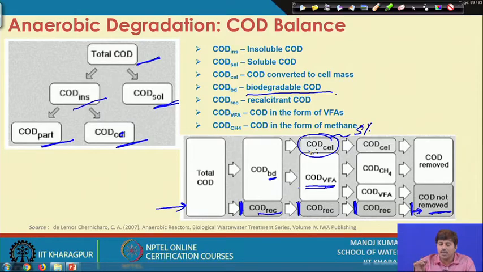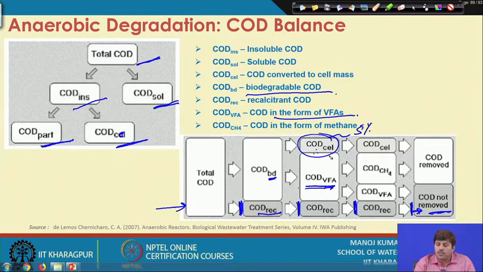So, COD cell is the COD which is converted to cell mass, and COD VFA is the COD in the form of volatile fatty acids, because they are also organic matter and they have their own oxygen demand. So, this is the COD in the form of VFA.